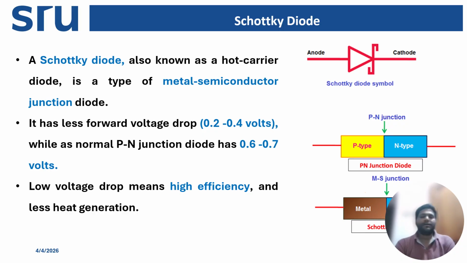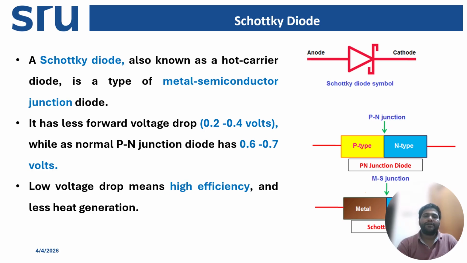So next, another type of diode is the Schottky diode. It is an important special purpose diode. A Schottky diode is a semiconductor diode formed by the junction of a metal and a semiconductor. In the PN junction diode, both sides are semiconductors, but in the Schottky diode, one side is metal and the other side is semiconductor. A normal Schottky diode is formed by joining the metal with n-type semiconductor material.